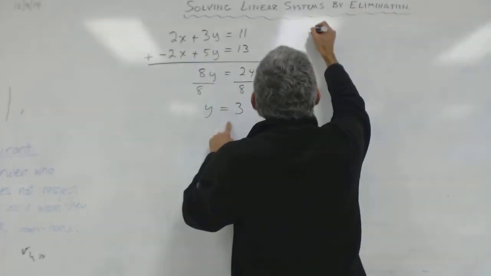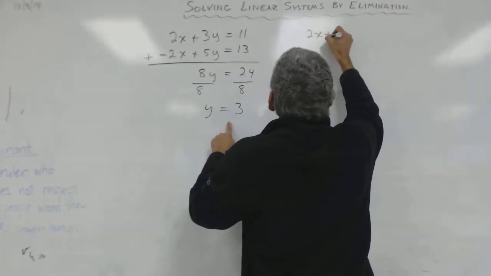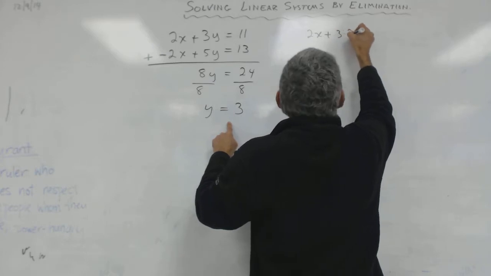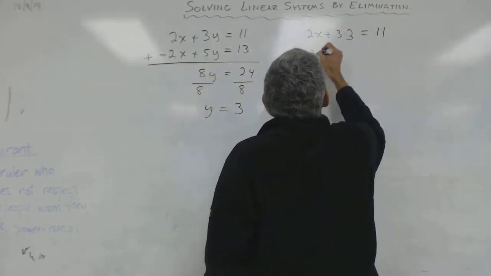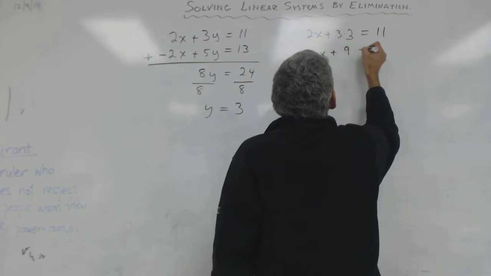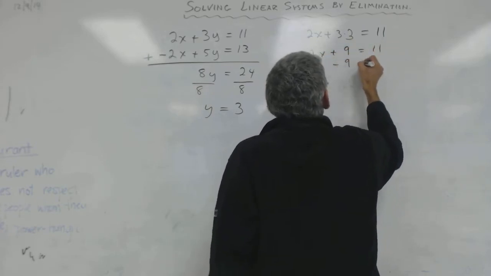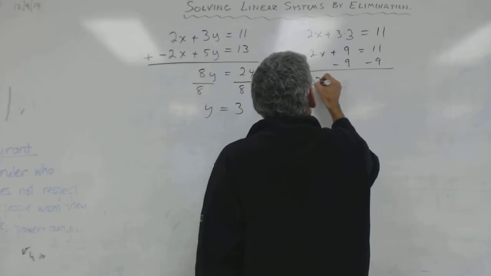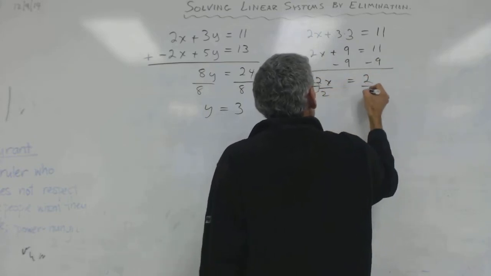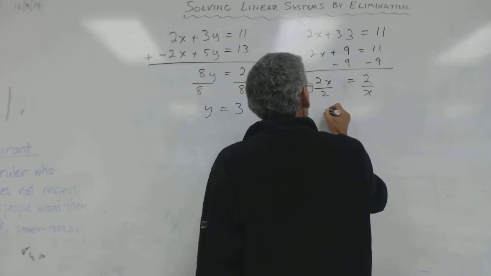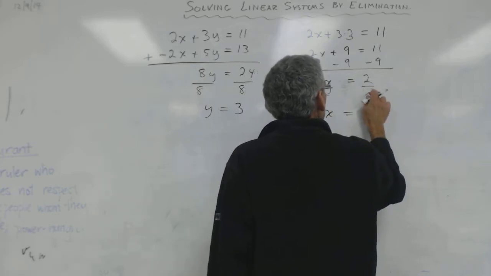So if y is 3, I've got 2x plus 3 times 3, sorry, equals 11. So 2x plus 9 is equal to 11. Subtract my 9. I have 2x is equal to 2. x is equal to 1.